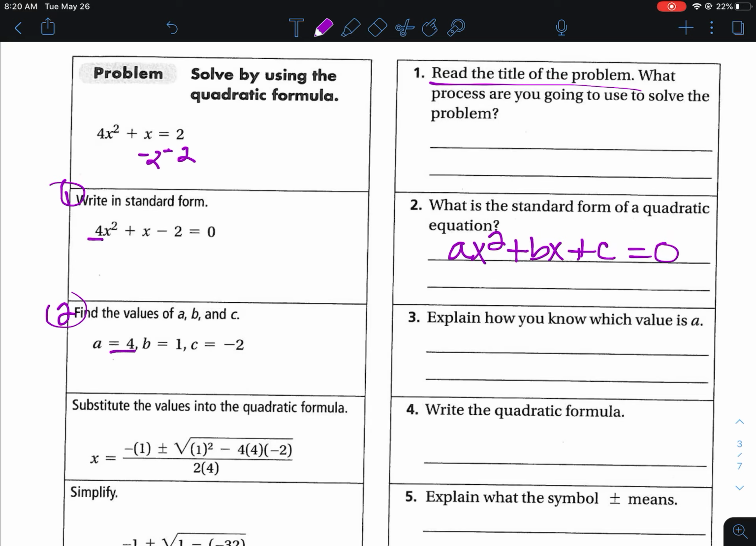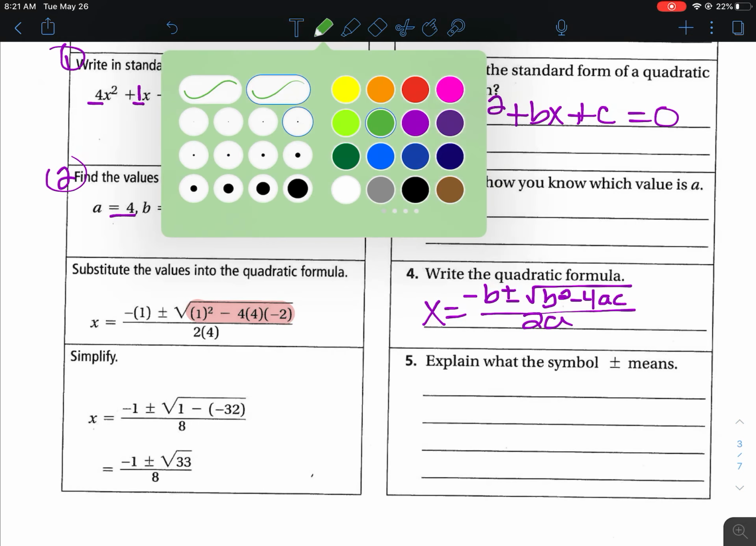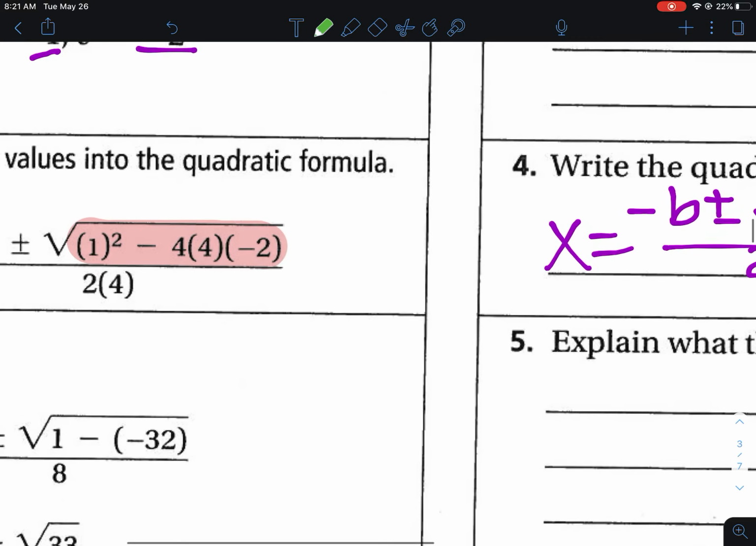So a is always in front of x squared, 4. B is in front of x. If we don't see a number, it's assumed to be 1. And c is your constant. Substitute the values in, again, negative b plus or minus the square root, b squared minus 4ac, all over 2a. That's your quadratic formula. I would really like for you guys to do the discriminant first. Calculate the discriminant and then go and find your two answers, okay? I promise it'll just save a lot of little mistakes once you're in there.